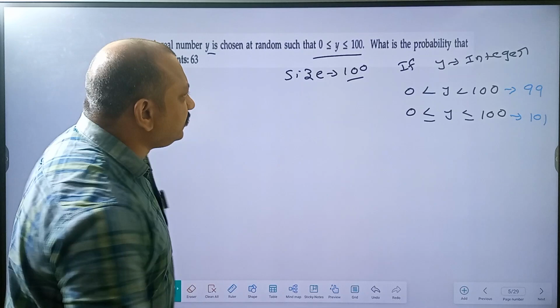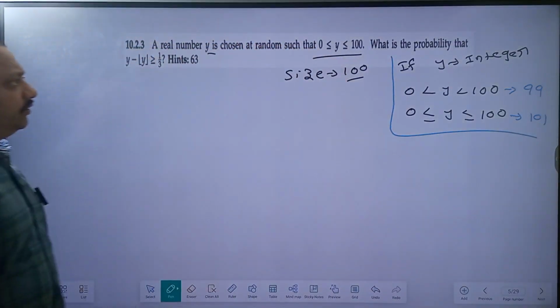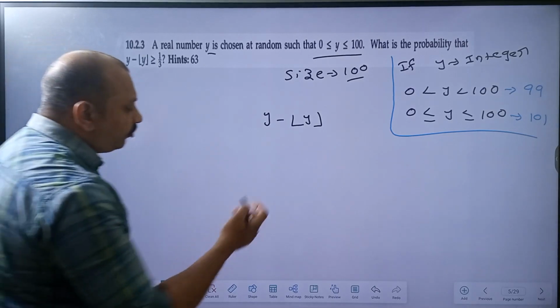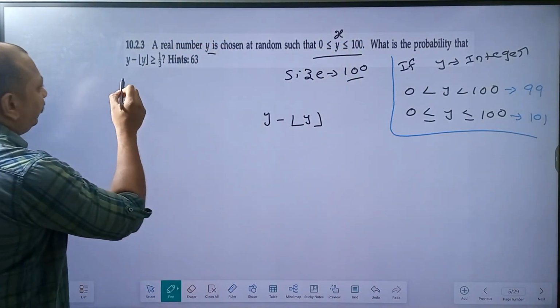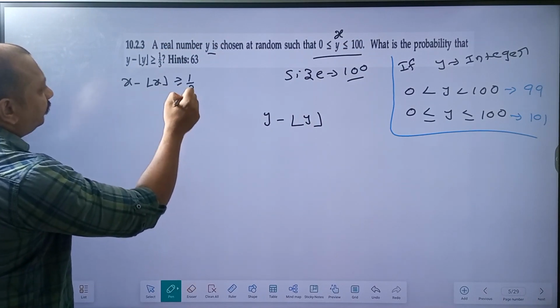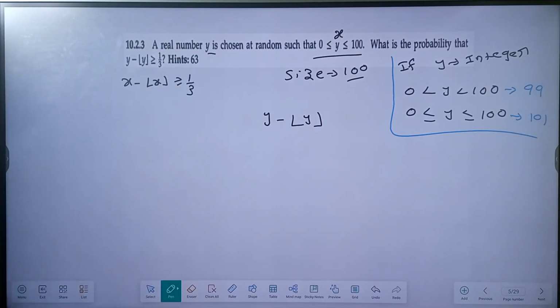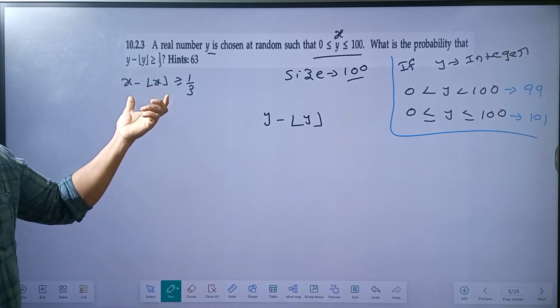ఓకేనా రైట్. ఈ కేసు అందుకే ఇంపార్టెంట్ అని చెప్తుంది. For our simplicity, I am considering this as the variable x. మనం చూసాం చాలా క్వశ్చన్లు ఇట్లా ఉంటాయి. x minus step x is greater than or equal to 1/3. Okay, let us draw the graph for this x minus step x.